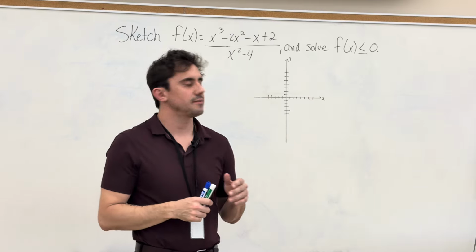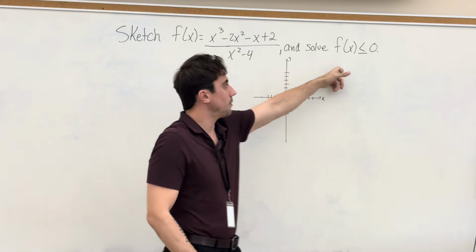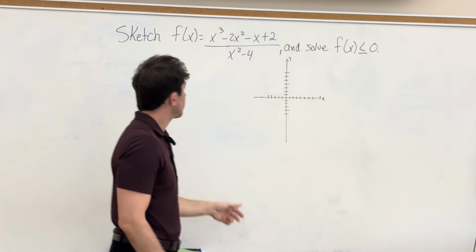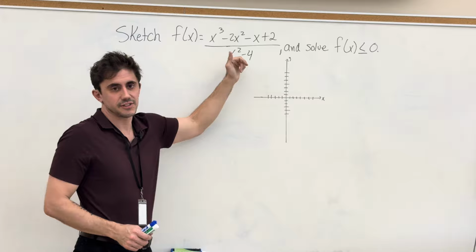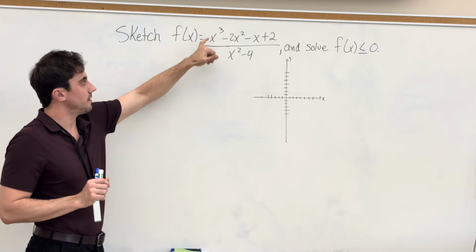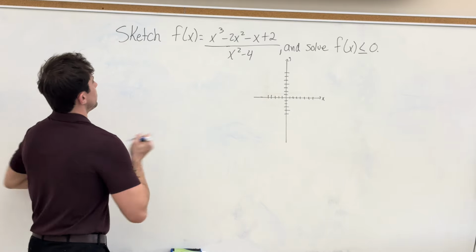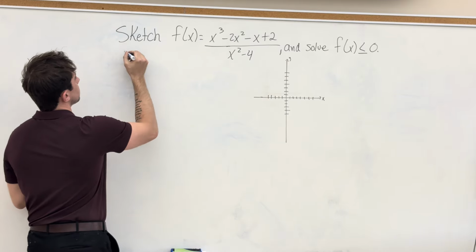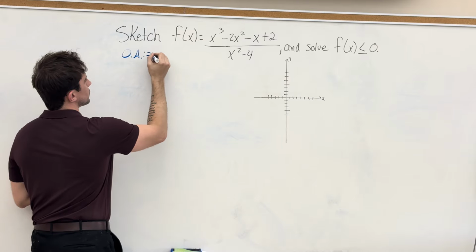Good afternoon, everyone. Today we're going to sketch this rational function, and then we're going to solve the inequality for when it's less than or equal to 0. Okay. So first things first, let's acknowledge that the degree of the numerator is 3, whereas the degree of the denominator is only 2. That means we're under the case where the degree of the numerator is 1 higher than the denominator, and so that means we're going to get an oblique asymptote, right?